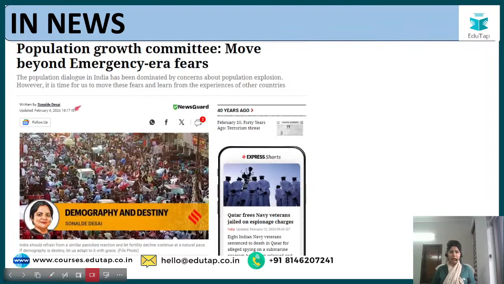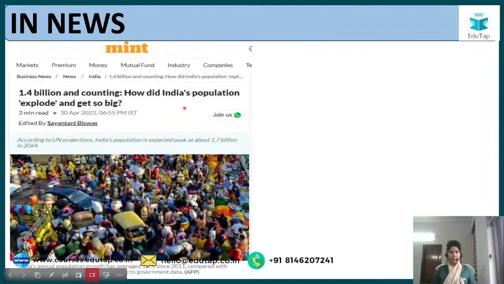Now that news was covered factually and in terms of viewpoints by various writers in various newspapers. So this is from Indian Express. Population Growth Committee: move beyond emergency era fears. During the emergency years, strict measures against population growth were taken. Strict measures included forceful methods to stop people from reproducing.